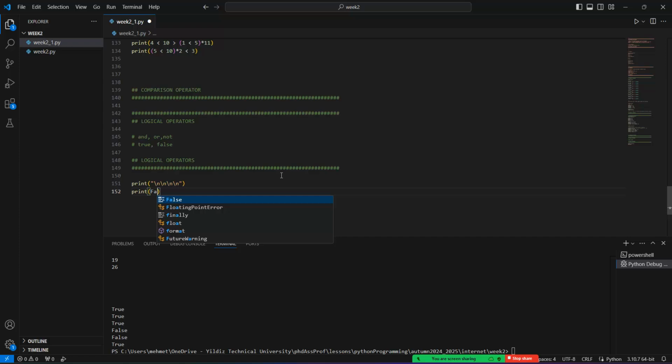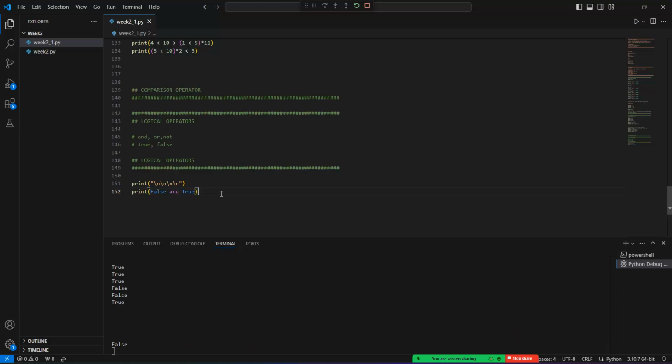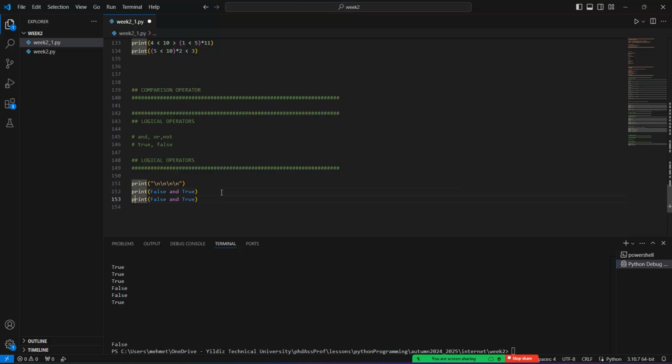Print false and true. What's the output of this code, Yara? This must be false, right? What is the output of this code? False and false. Yes, because we have only 0 values, right? If we have true and true, then we have true.